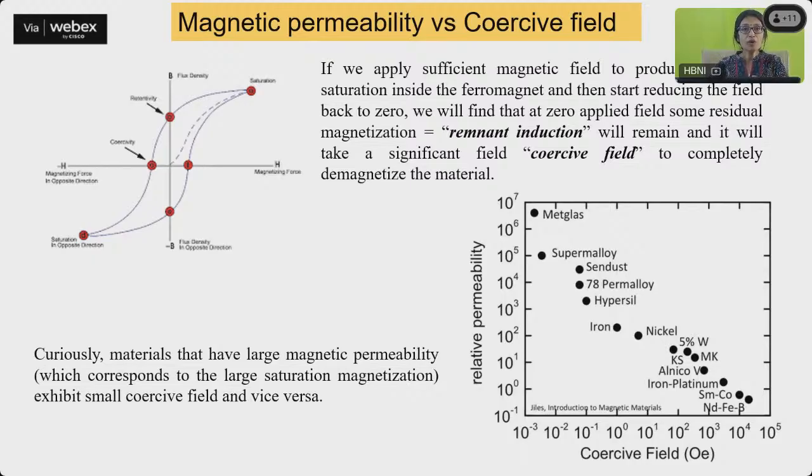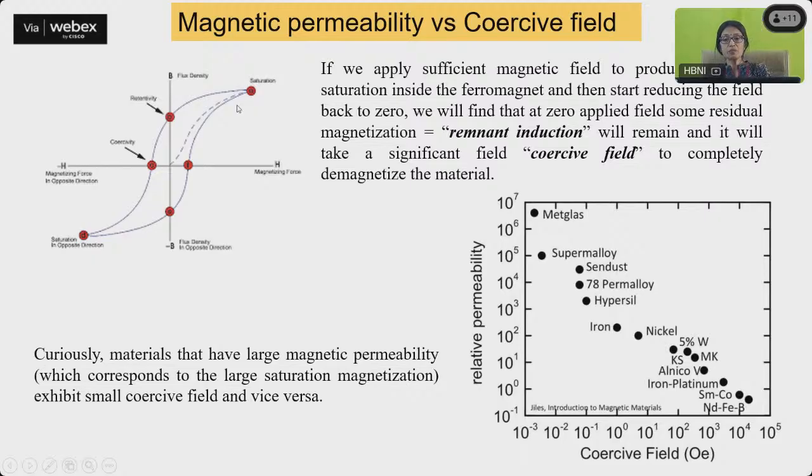And again, you have to apply a little more of this. You have to reduce the field further. And when you're reducing the field further, what is going to happen? This magnetization value is going to come down and it's going to go to zero. And where this point happens, this is known as the coercive field, what you have to apply to completely demagnetize this particular material. So this is known as the hysteresis loop.